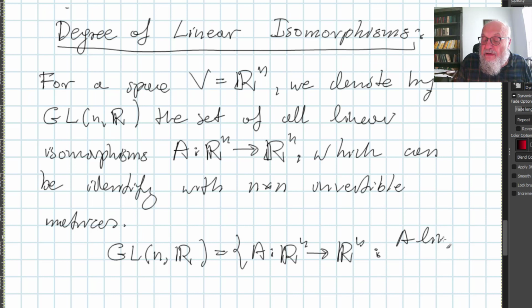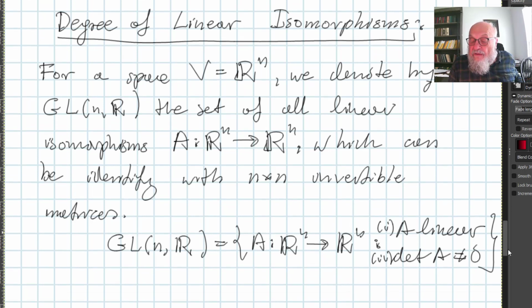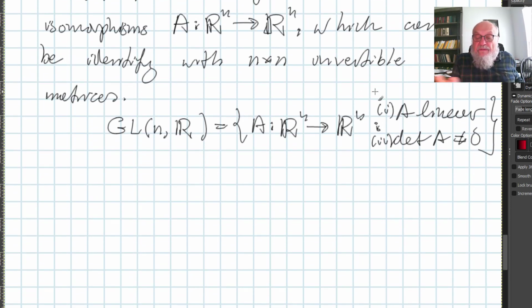A is linear, and since it can be represented as a matrix, the determinant of A is not equal to 0. So we have two conditions, the first one and the second one. So the general linear group can be characterized by these two conditions. So now it is an interesting fact.